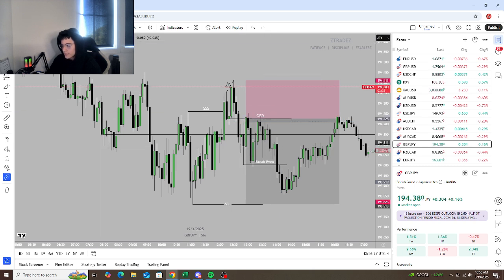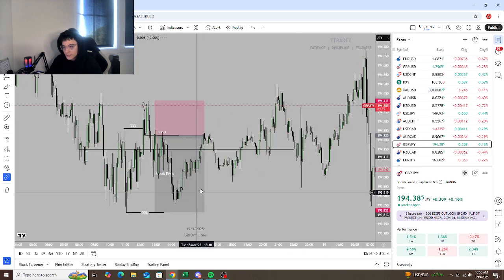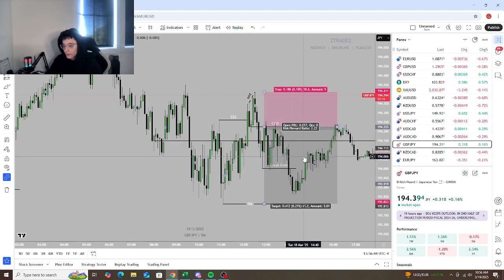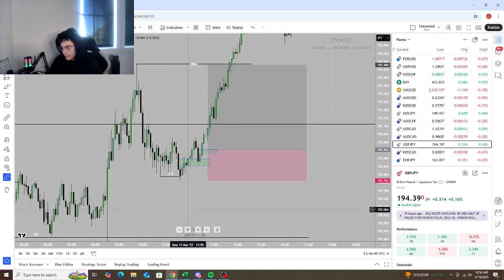My entry came at the CISD and I went break even as soon as this low got taken, and boom, tapped the break even. I saw the 1 minute candle. I think someone was speaking, but that's that. Beautiful trade. I'd take this any day. Did it end up hitting TP? No, it did not. You would have hit stop loss. So good break even point there. Overall, pretty solid setup.